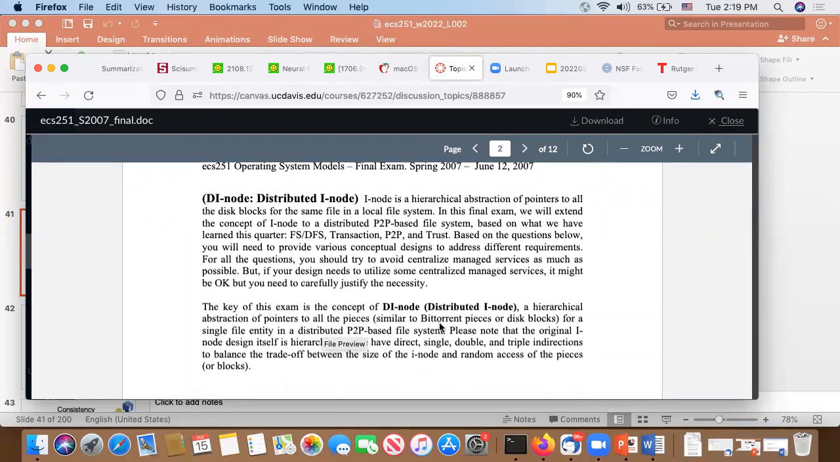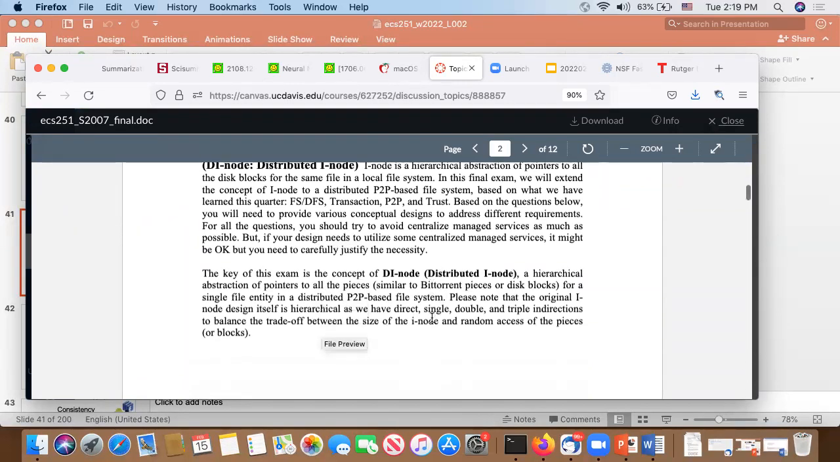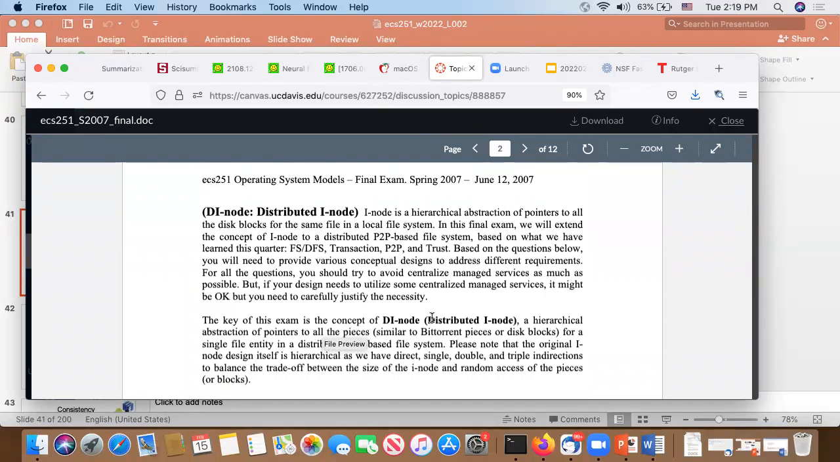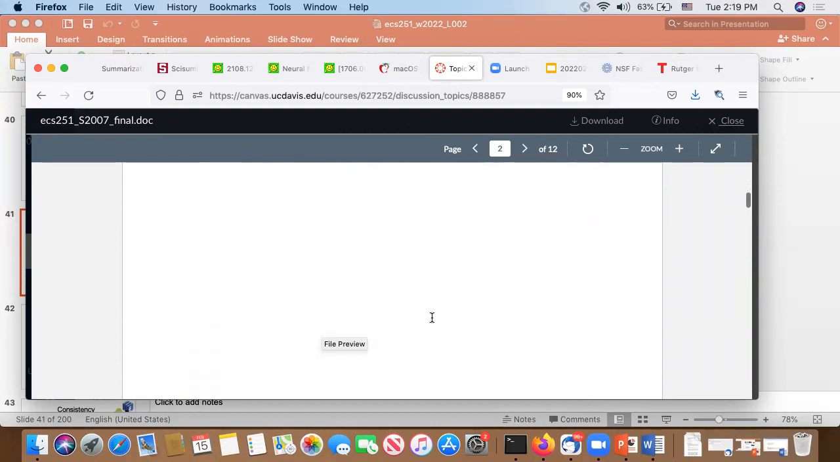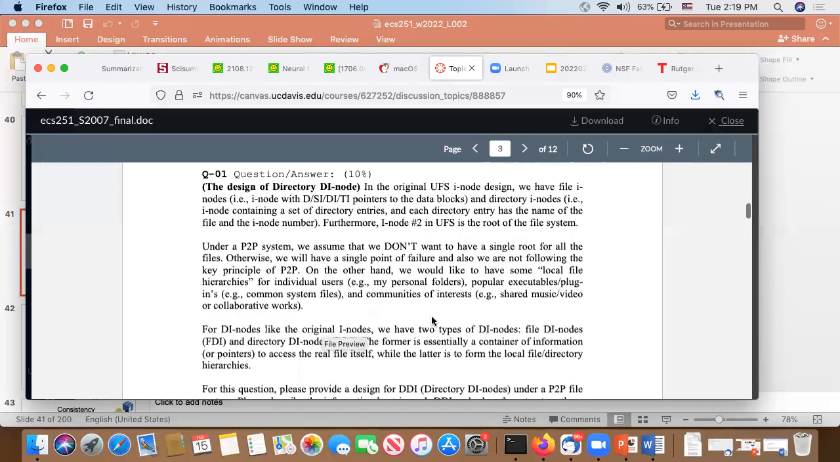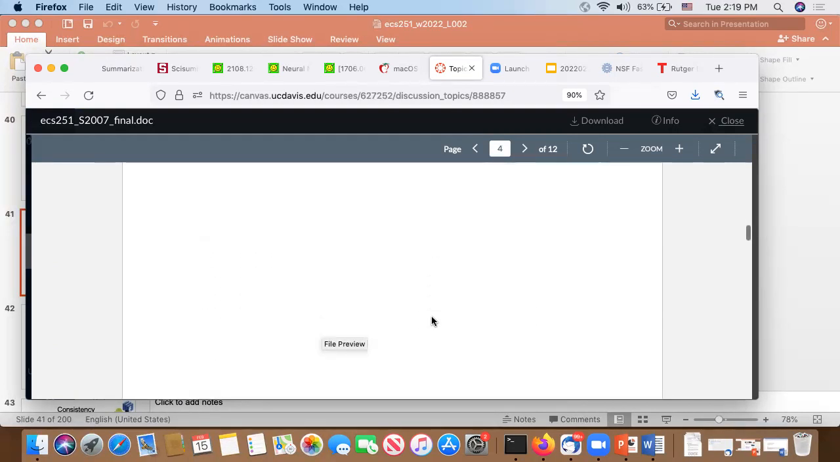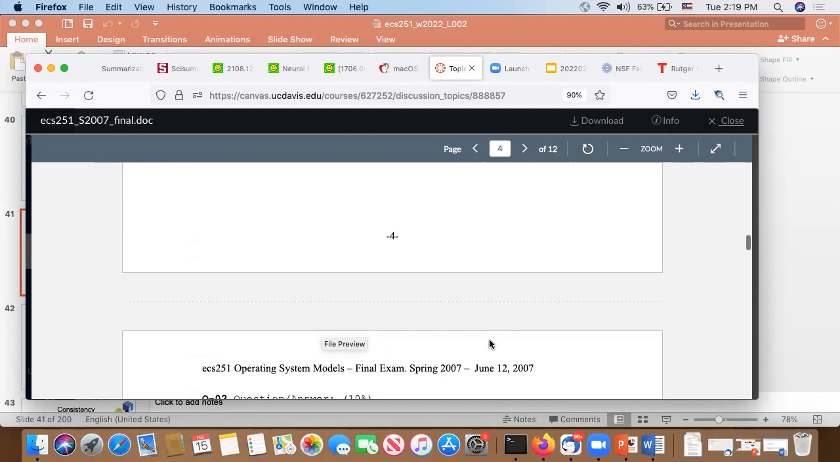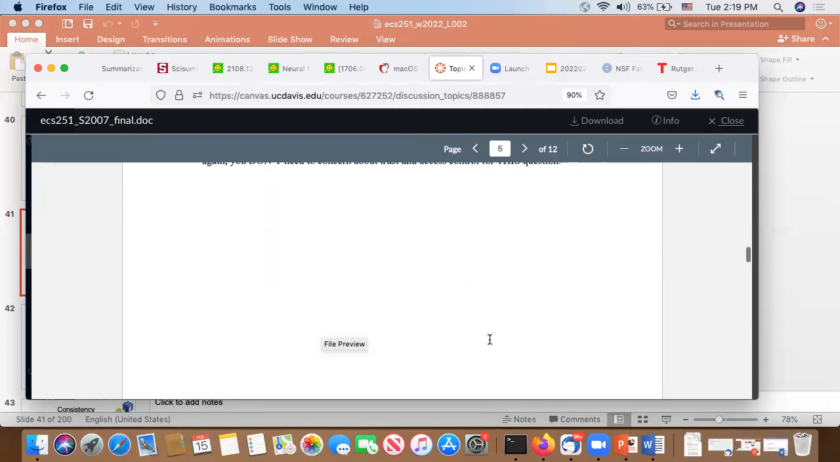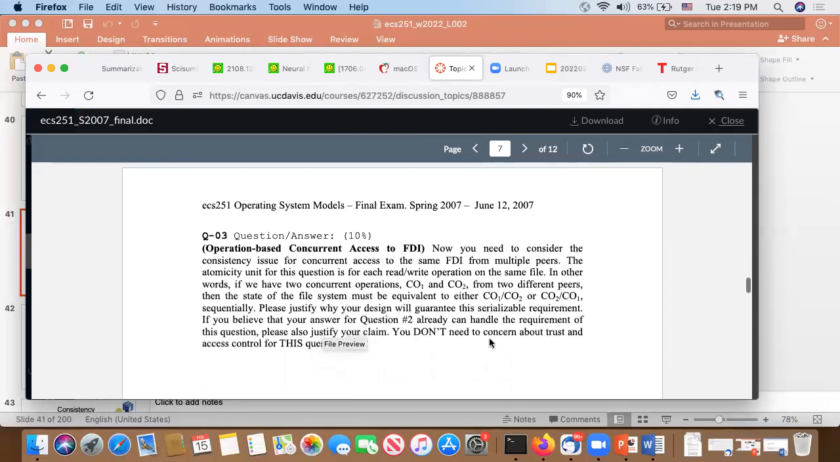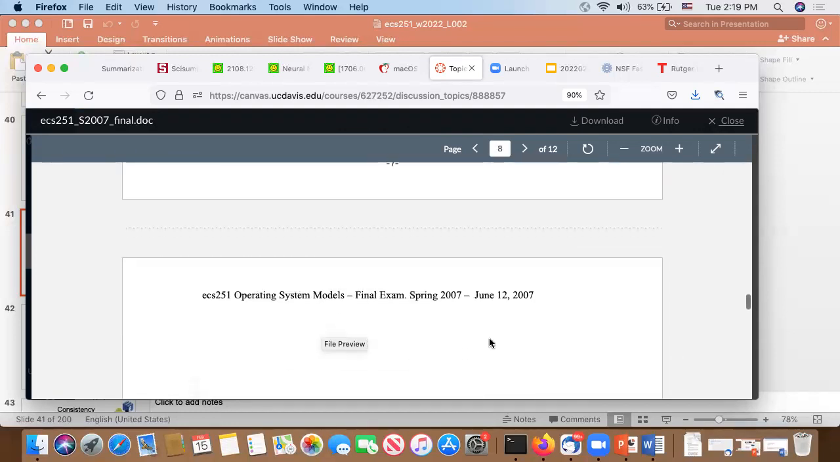I won't ask you distributed I know. I should have in the first part. I'm actually talking about inode, but look at distributed inode. Design of distributed inode. Wow, this is the exam I made. Everything about extended inode to do distributed inode. Do I have a different question at the end? No, this is all about inode.